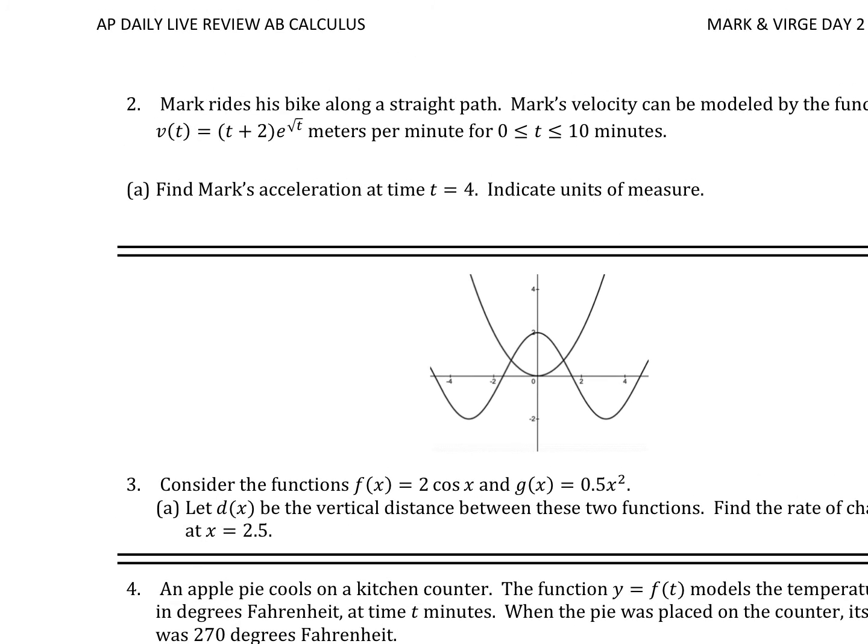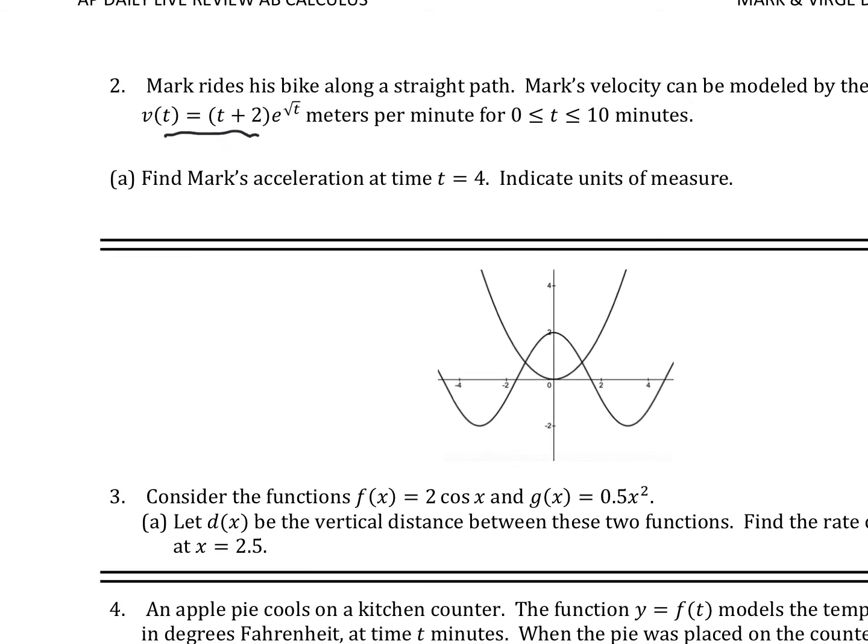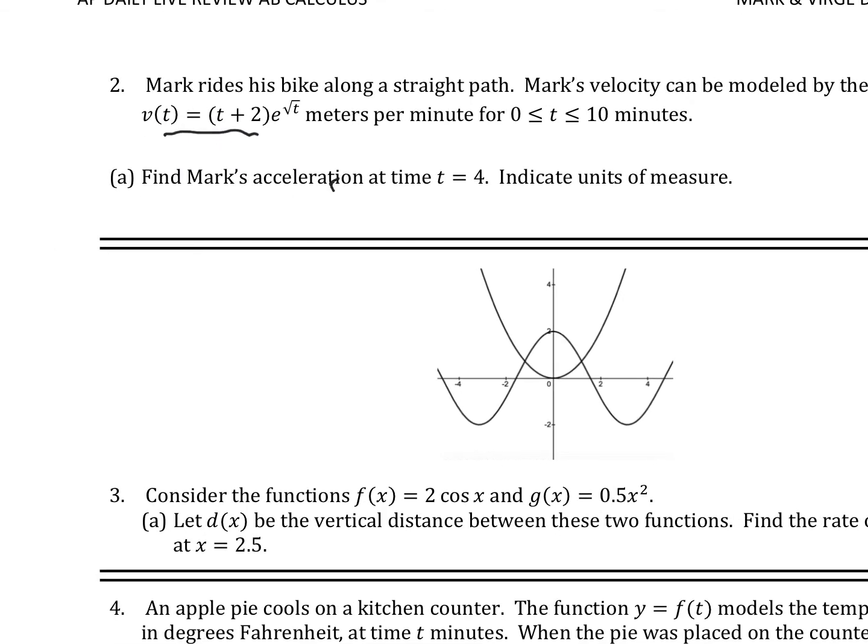Yeah, these are pieces. Mark rides his bike along a straight path. Mark's velocity can be modeled by the function v, ugly function, at meters per minute. Find Mark's acceleration. Well, we know that acceleration of t is the second derivative of position. Position, second derivative. But in this case, we already had velocity, which is your first derivative. So it's the derivative of the velocity. So I just have to do the derivative of v.